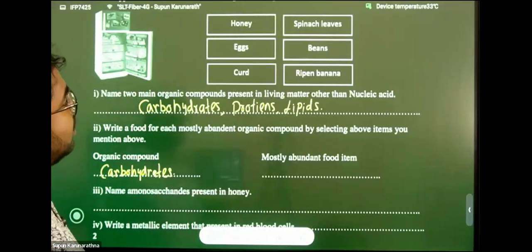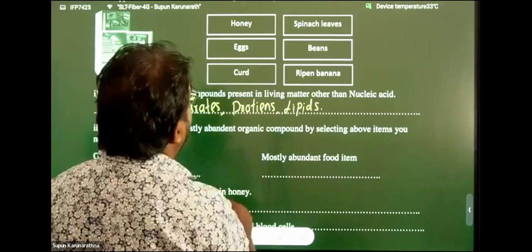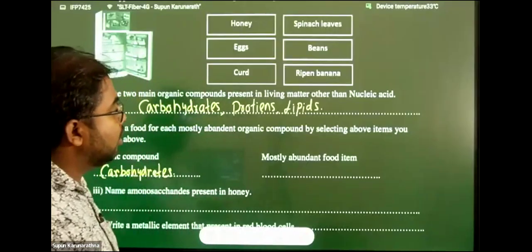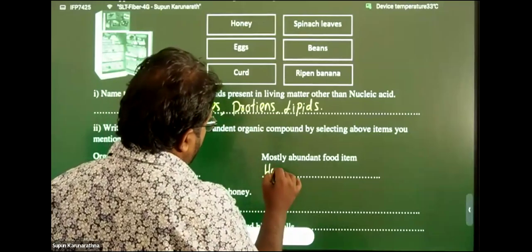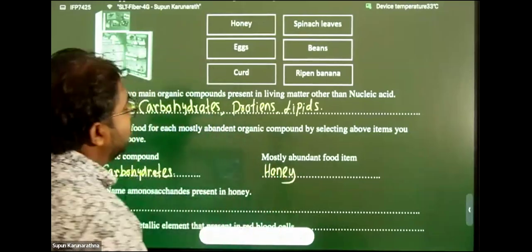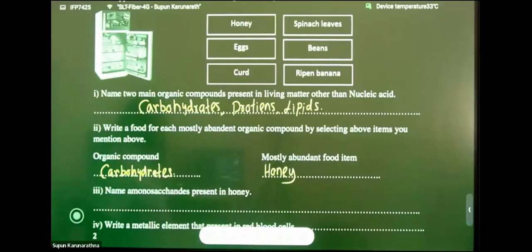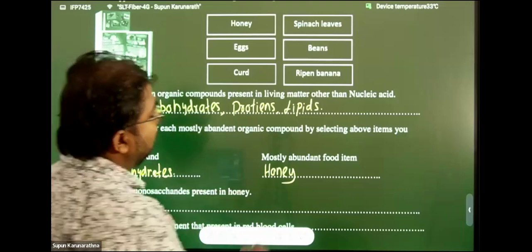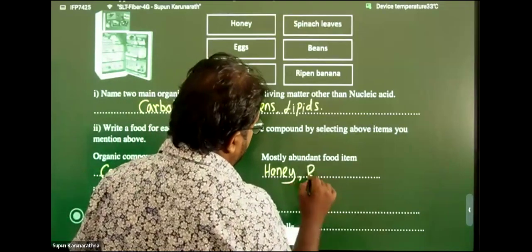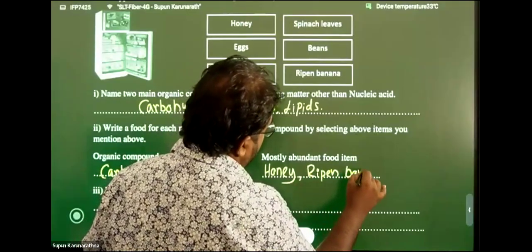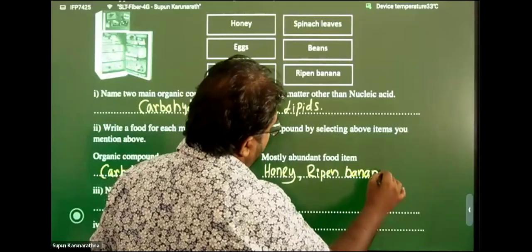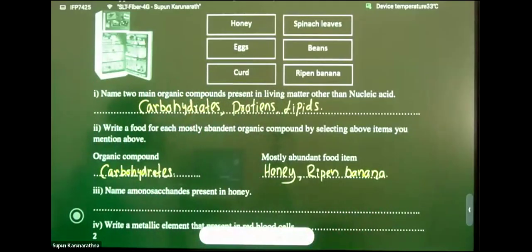Carbohydrate. You can see what are the foods that include carbohydrate in the given list. We can take honey, bee honey. Any more? Carbohydrate is also found in ripened banana. Honey and ripened banana. Right, name the monosaccharides present in honey.